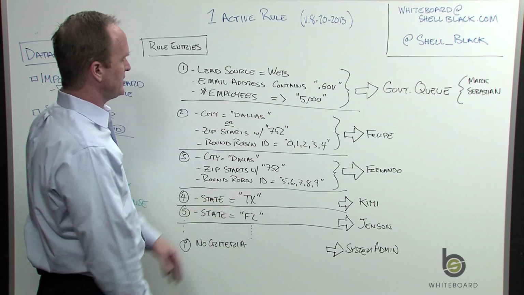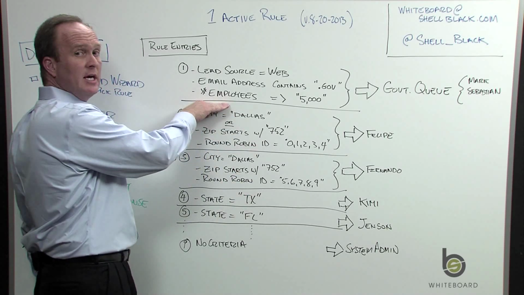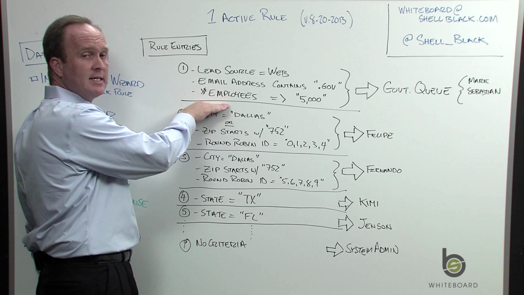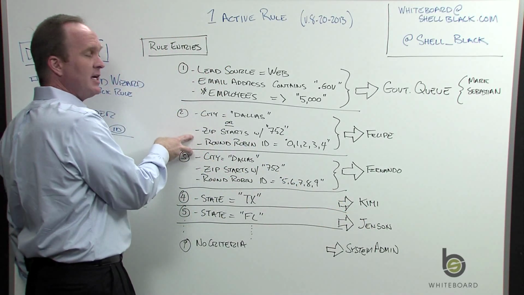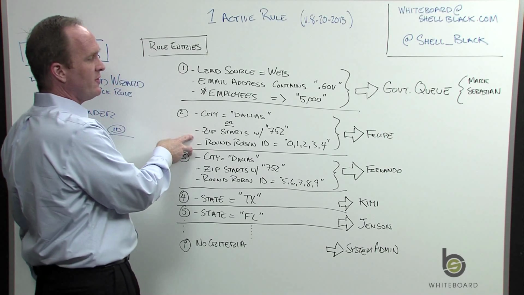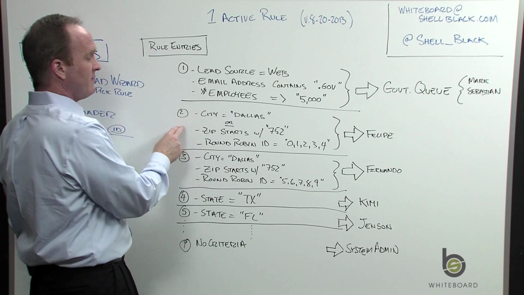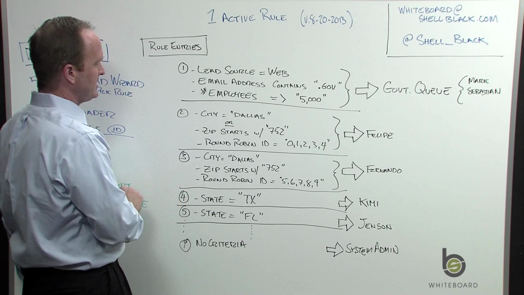because if I have this state equals Texas criteria first, as soon as that lead comes in and it says Texas, it's off to Kimmy, and it will never get evaluated to know if it's the city of Dallas. So if I want to make sure the folks that have this one market get first dibs, I've got to have them higher in the order before it hits Texas.